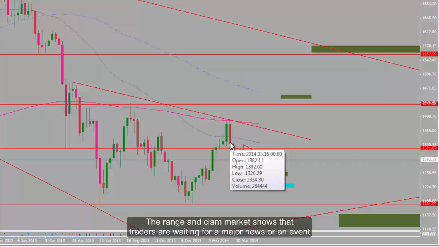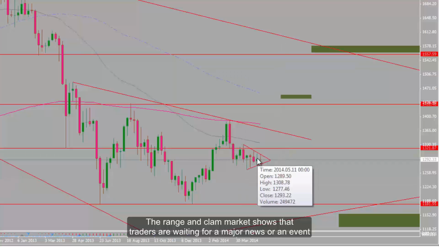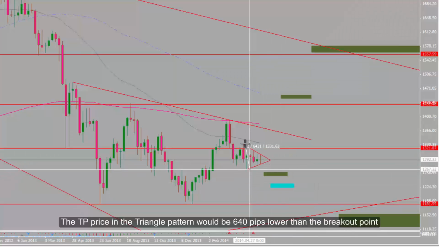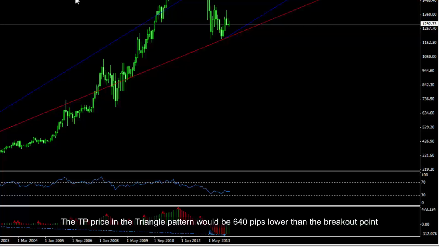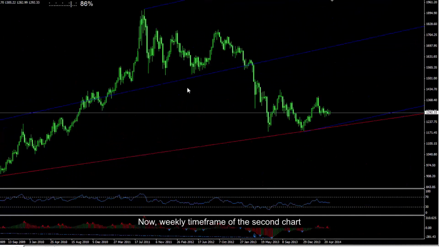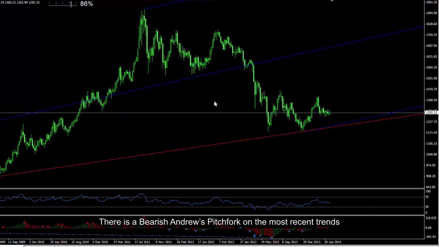The range market shows that traders are waiting for a major news item or an event. The TP price in the triangle pattern would be 640 pips lower than the breakout point. Now, a weekly time frame of the second chart. There is a bearish Andrews pitchfork on the most recent trends.